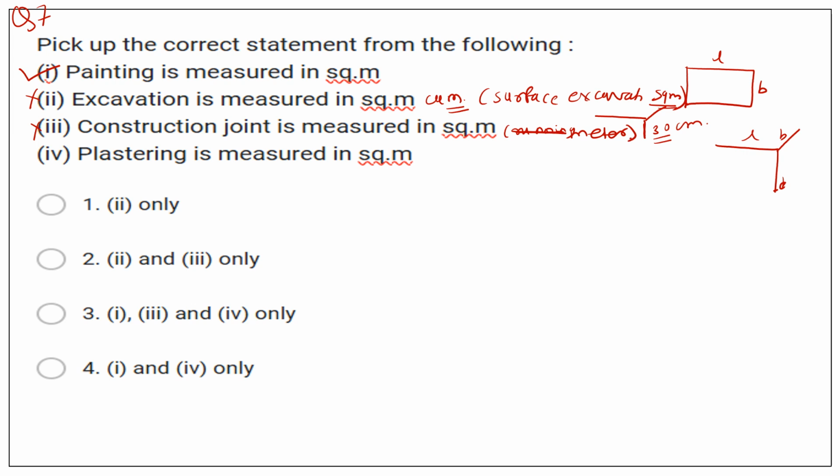Then the last one is plastering is measured in square meter. The last one is also correct because for painting and for plastering the same surface is there. So for painting and plastering the measured unit is square meter. So in the options, first and 4 are correct. So first and 4 is given in the last option. So the last option, 1 and 4 only, are correct. The next question.